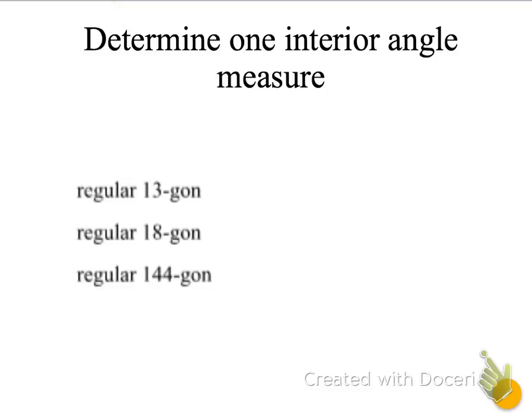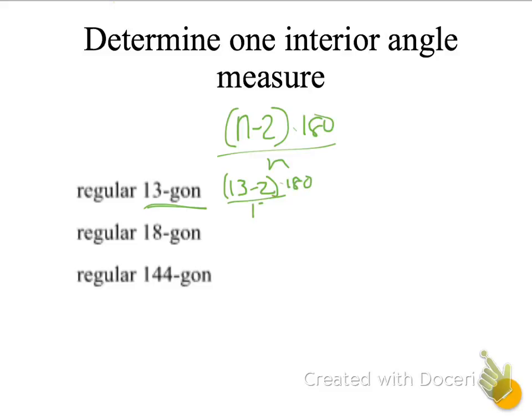Okay, determine one interior angle measure based on this. Instead of looking at a picture and adding up the sides, it's giving me the sides. So I'm going to use the same equation: n minus 2 times 180, all divided by n. So this one I'm doing 13 minus 2 times 180, all over 13. 13 minus 2 is 11. 11 times 180, 1980 divided by 13. So one angle in this 13-gon is going to be close to 152 degrees.